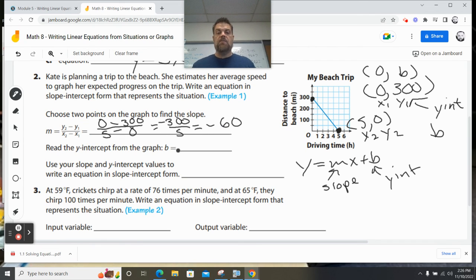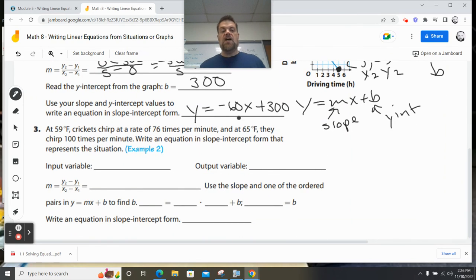My y-intercept, b, is equal to 300. So my formula is y equals mx, but m is negative 60, times x plus b, which is 300. That's easy. One more and we're done. Then you guys can do homework.